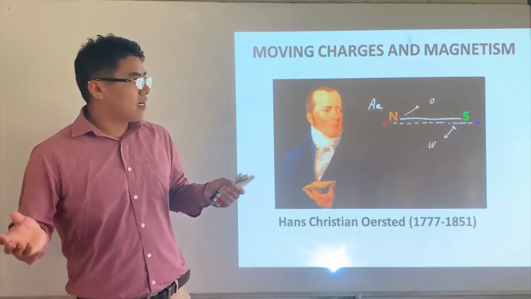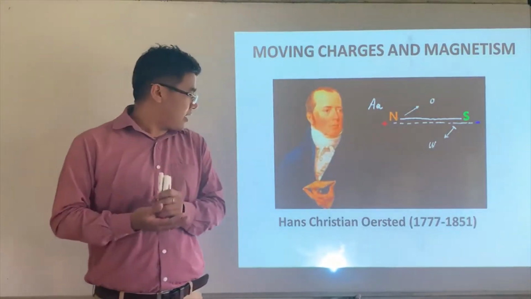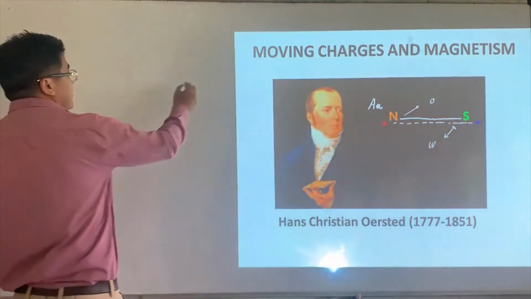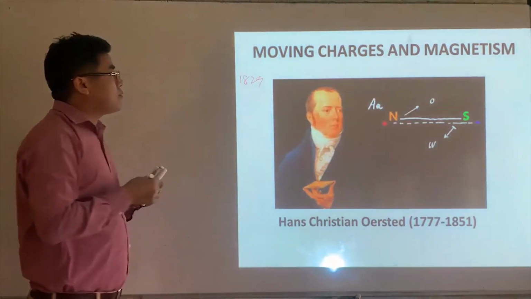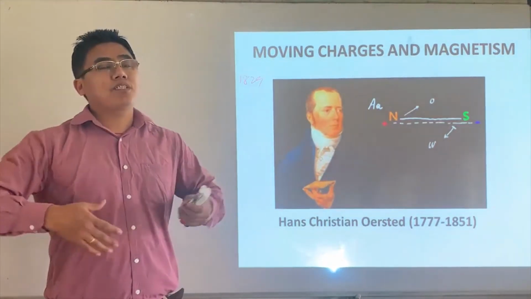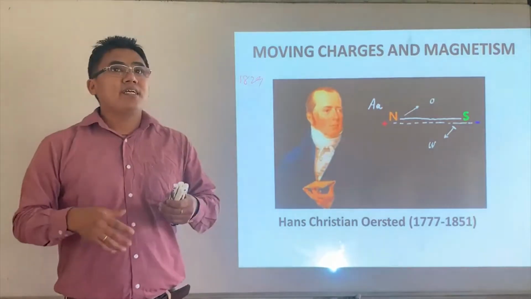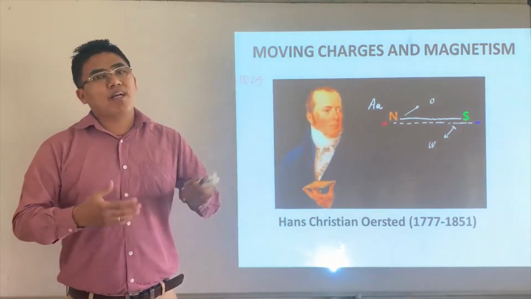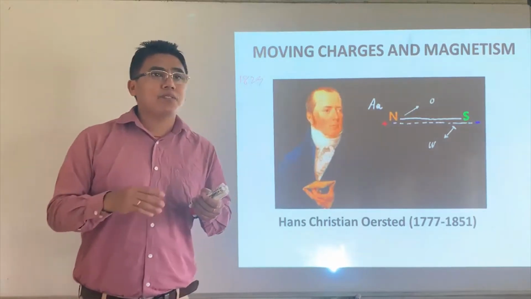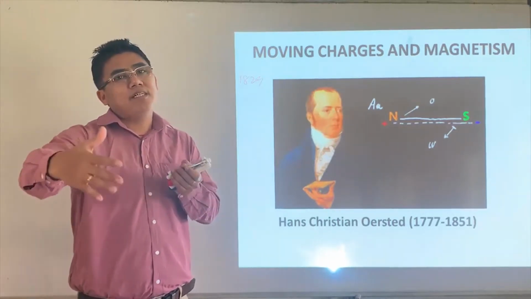Until in the 19th century, in the year 1829, it was first discovered by Hans Christian Oersted. He was doing lecture demonstrations in the summer of 1829, and he was performing an experiment on current carrying conductors. And what he found was, when a current passes through the wire, there is a deflection of a magnetic compass which is near the current carrying conductor.